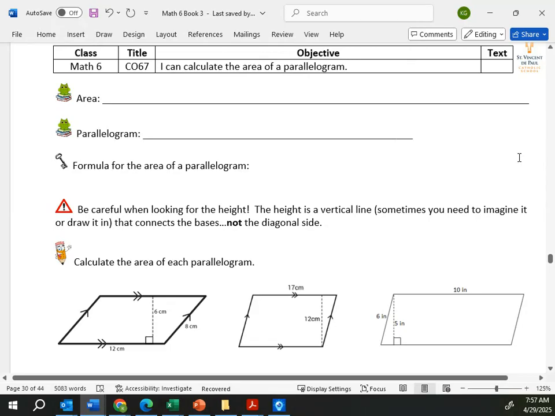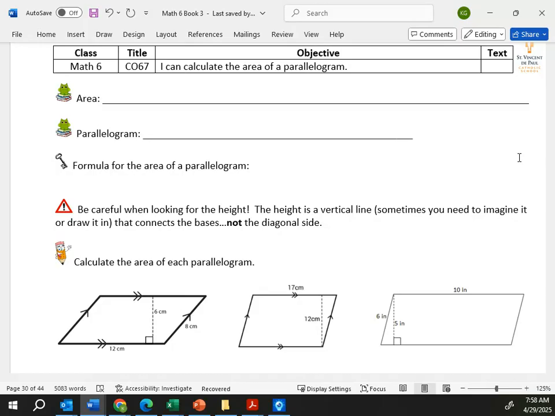Good morning. Today we are continuing working with our areas. And today, instead of working with rectangles and squares, we are going to be doing CO67, calculating the area of a parallelogram. So we're going to talk about what a parallelogram is and how we find its area.